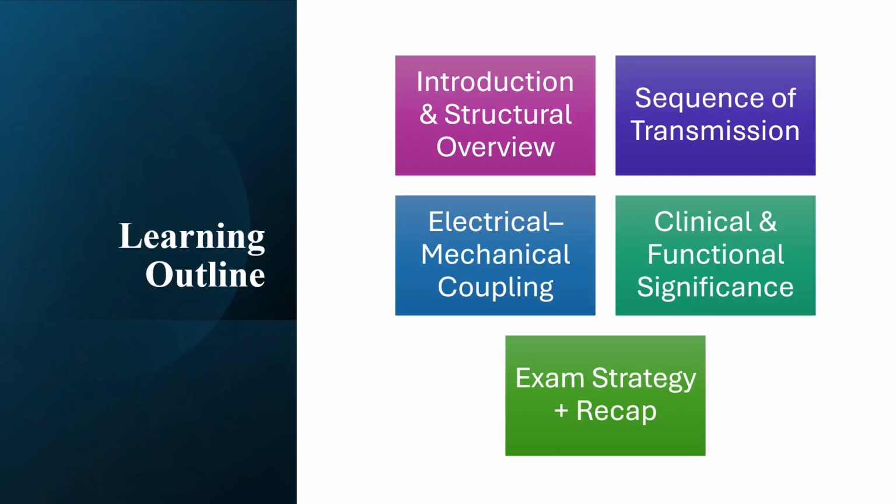Now, here's how our lesson flows. We begin with an introduction and structural overview. Here we see how the neuromuscular junction is built for precision. Then we move into the sequence of transmission, where the choreography of ions, vesicles, and receptors unfolds. Next comes electrical mechanical coupling, describing how sparks become strength. After that, we'll explore clinical and functional significance. Here, physiology meets medicine. And we'll close with exam strategies and a recap to tie every concept back to how you present it under exam conditions.